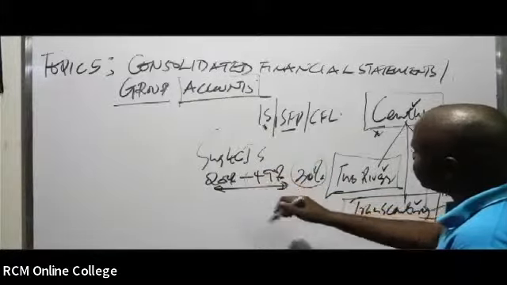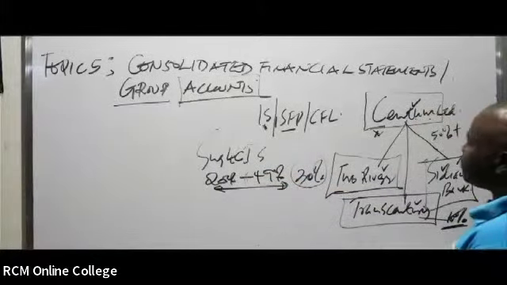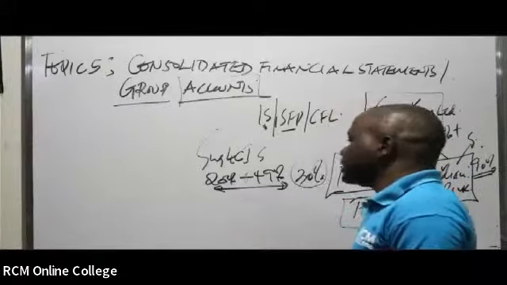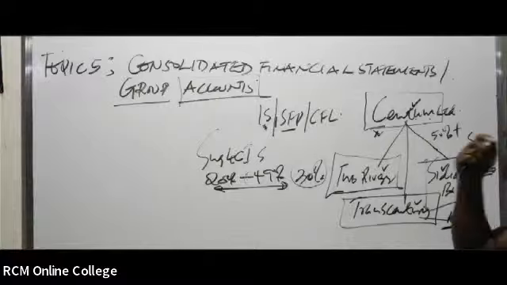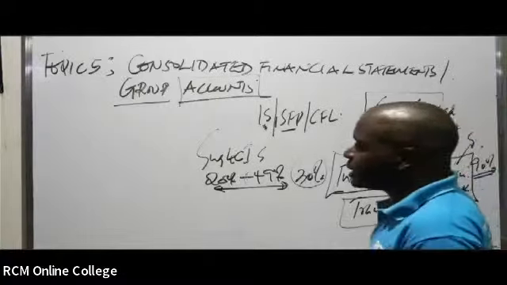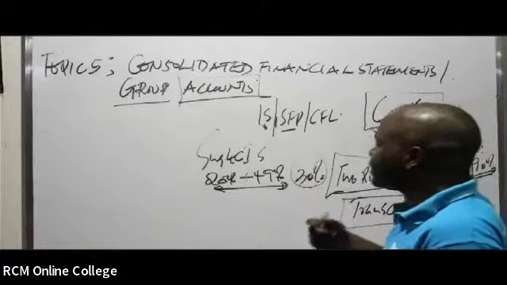It is in between here. It becomes an associate. While in this case, if it is below 20%, it becomes what? A simple investment. It's just a simple investment, not a serious one. It's not even a significant influence. So if it is more than 20%, it's a significant influence.